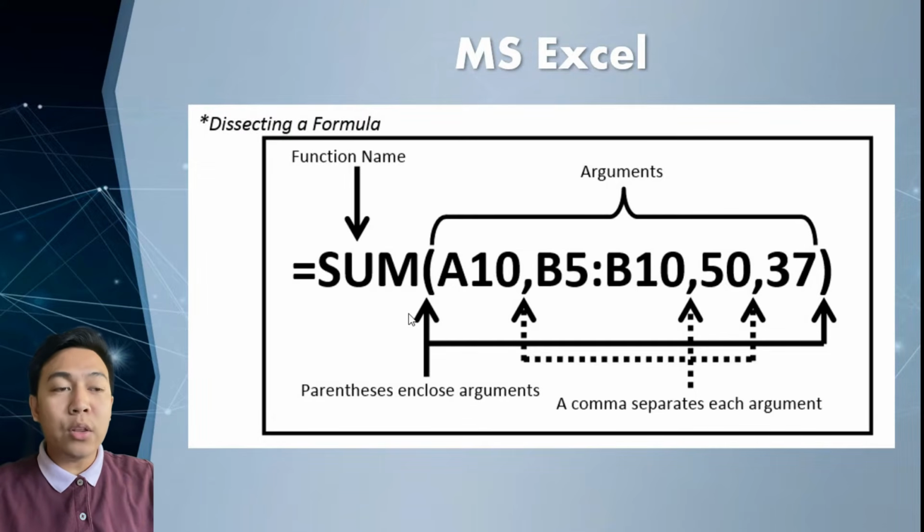And if you want to add those values, they are always separated with a comma. So don't place a plus sign here because it's already a SUM function. You don't need to place a plus sign anymore because it will be redundant. So when placing values inside the argument, they should always be separated by a comma.